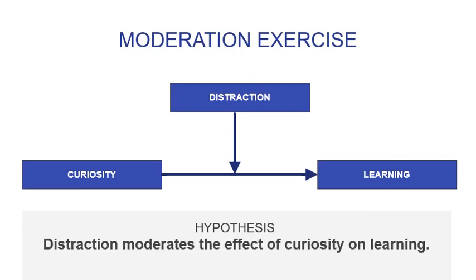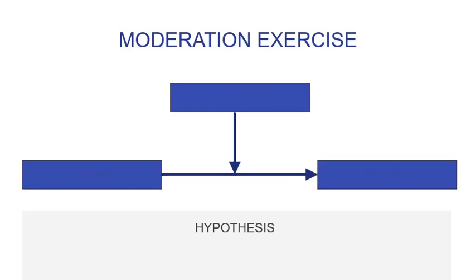Now, if you want to create a hypothesis for this moderation, you would say that distraction moderates the effect of curiosity on learning. A similar model is here. You can come up with your own concepts which could fit this model of moderation.